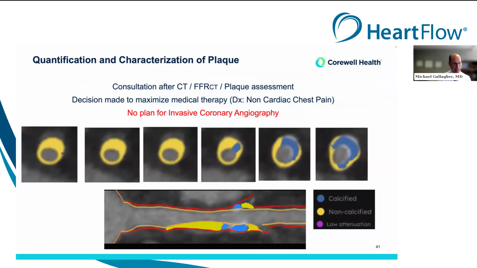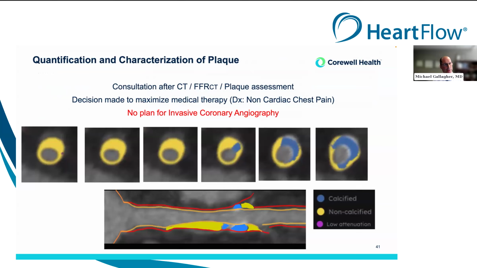So I had to put this all together. I saw the patient in my office after the cardiac CT and the FFRCT and the plaque assessment. The decision was made to maximize medical therapy with a diagnosis of non-cardiac chest pain. There were several atypical features associated with the pain as well.